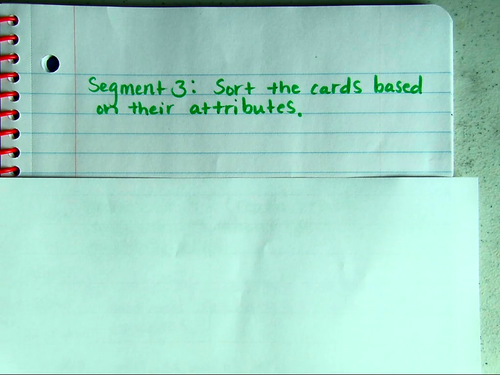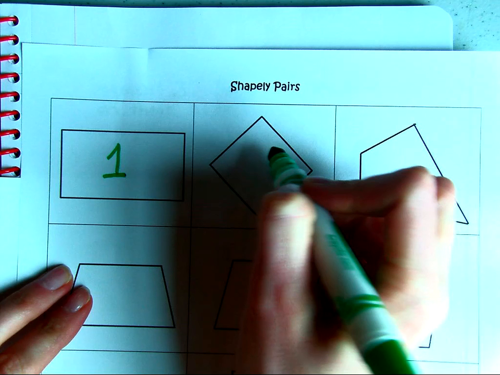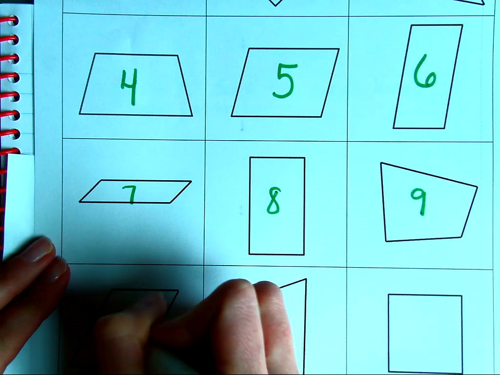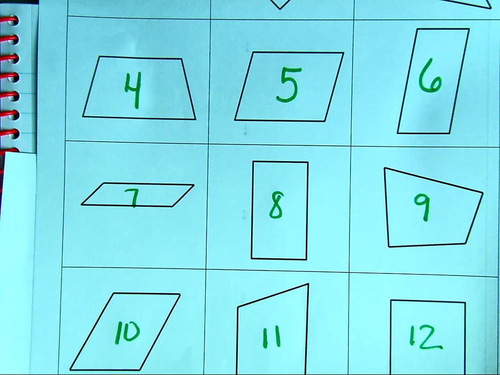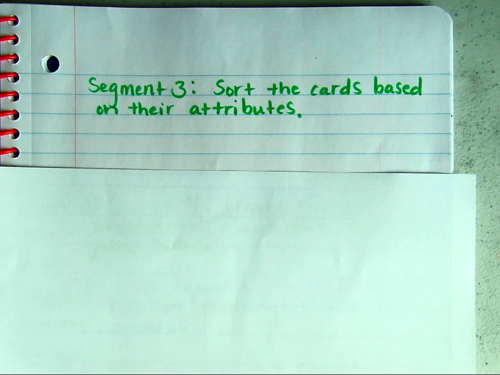Now that the shapes have been passed out, you can number them in this manner. 1, 2, 3, 4, 5, 6, 7, 8, 9, 10, 11, 12. And now you're going to cut them out along the edges of each box. You don't have to cut out the shape itself. Here is an example.